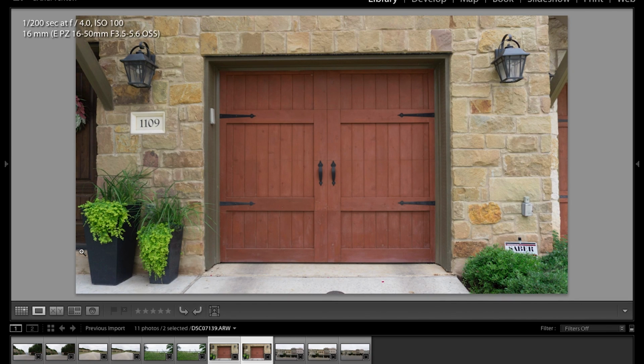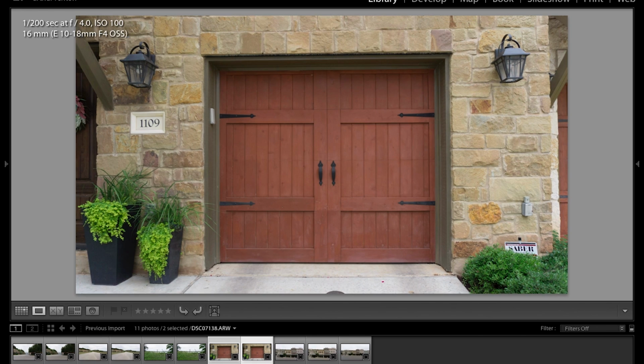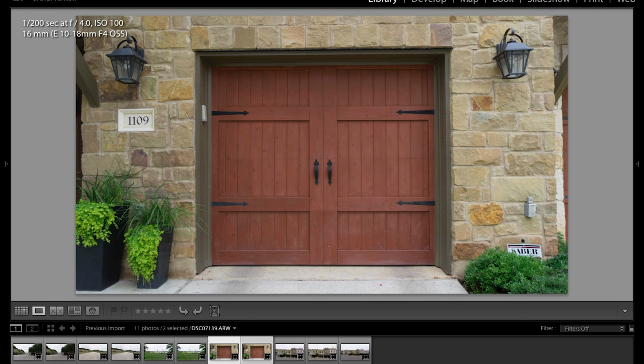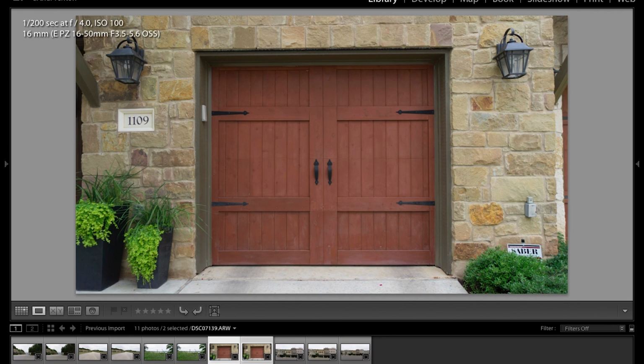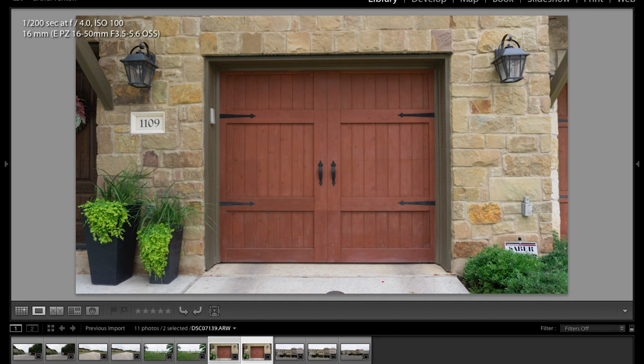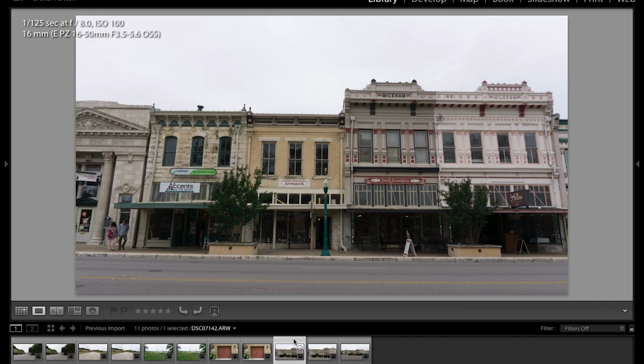Let's take a look at barrel distortion. So between the 10-18 right there and the 16-50, there really isn't any barrel distortion to make note of. Both lenses do a good job with distortion because they are Sony lenses. All of the distortion, or most of it, is corrected in body.